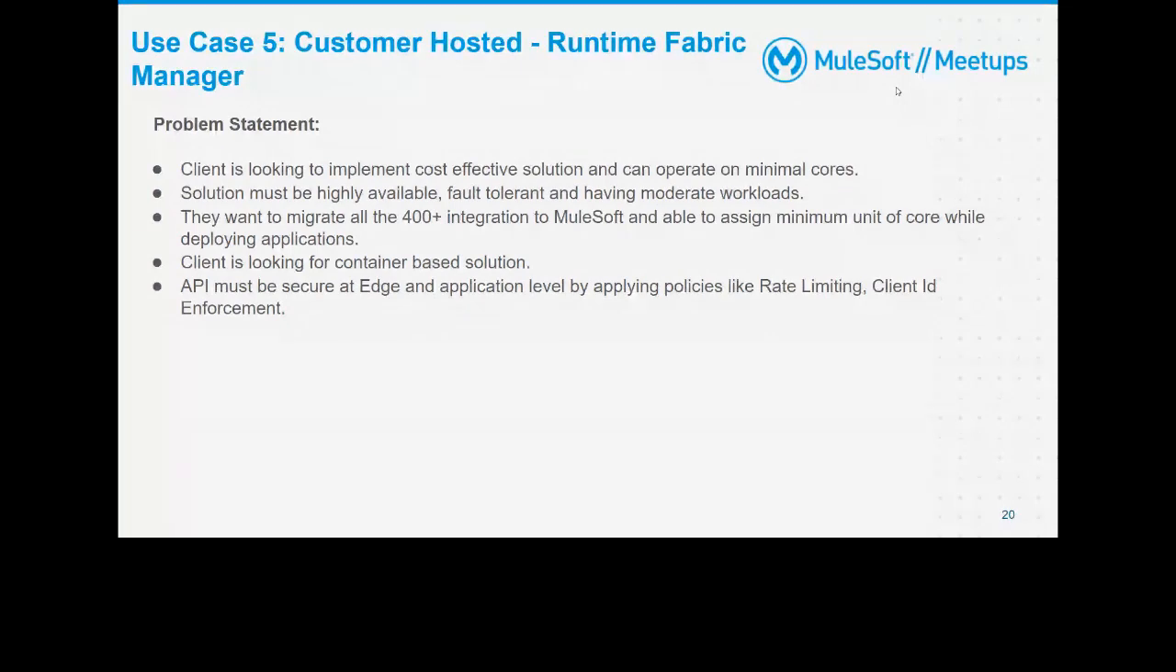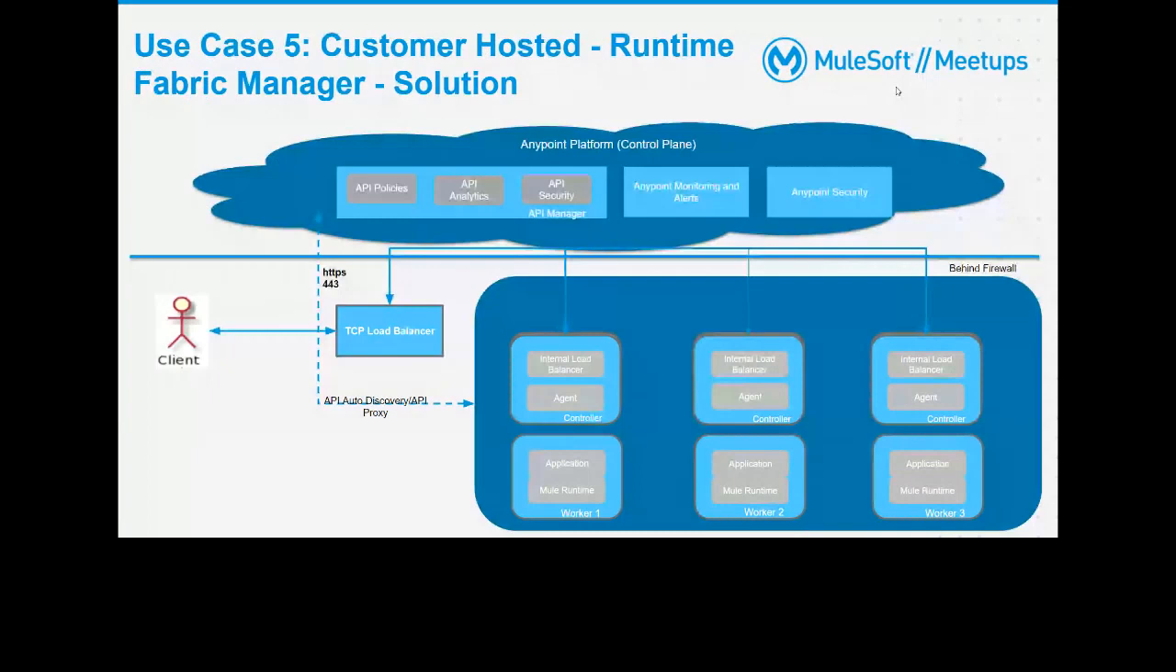So what is the solution? We can make use of the runtime fabric manager basically. You can set up your runtime fabric manager in a customer-hosted environment, or on AWS cloud, GCP or Azure, and now MuleSoft has also come up with templates for EKS and AKS. So you can also set up this runtime fabric manager in EKS and AKS. When you deploy the application on the runtime fabric, you can assign a minimum of 0.02 vCores basically. The minimum cores that can be assigned to your runtime fabric application is 0.02 cores.